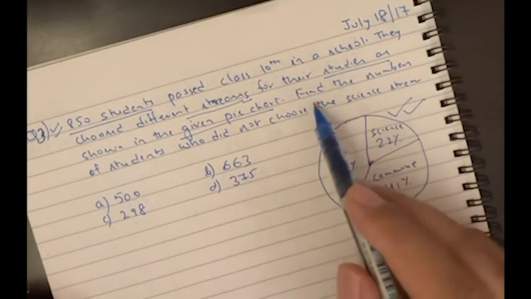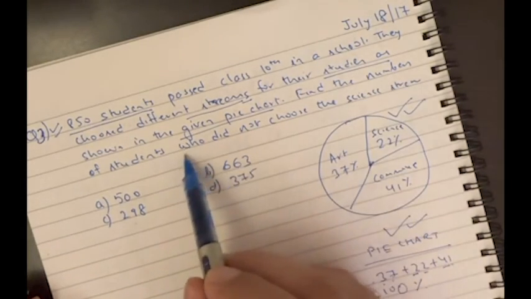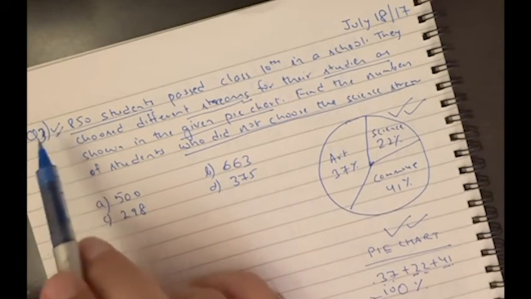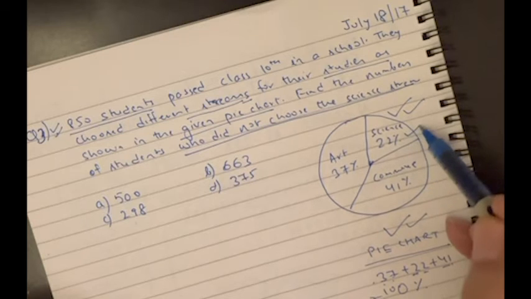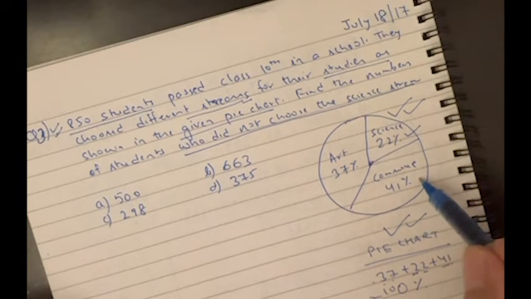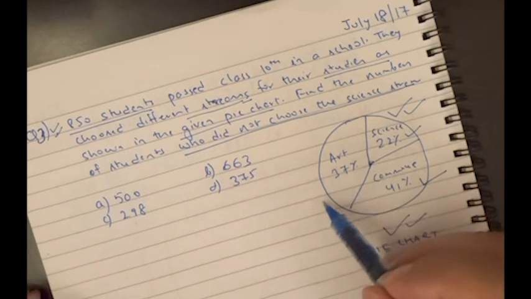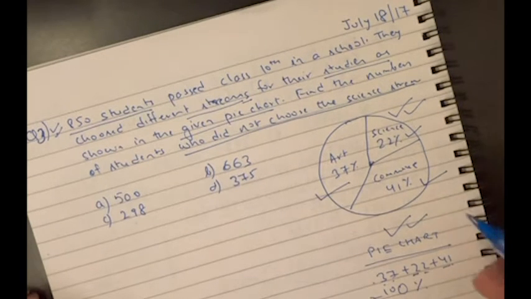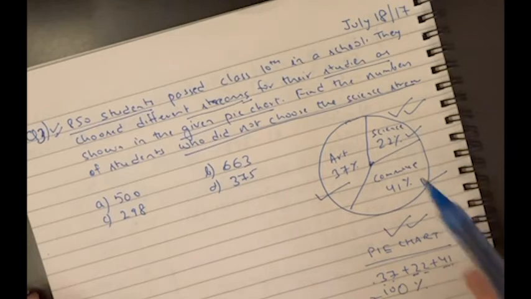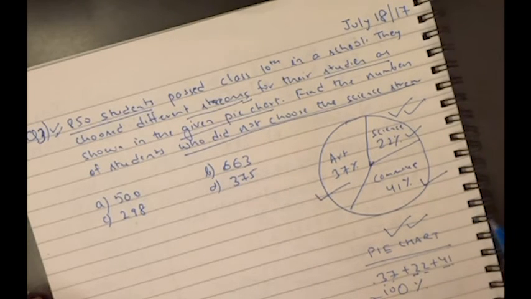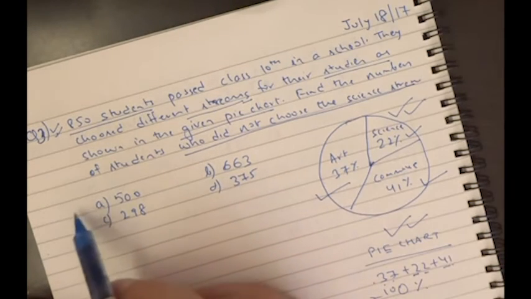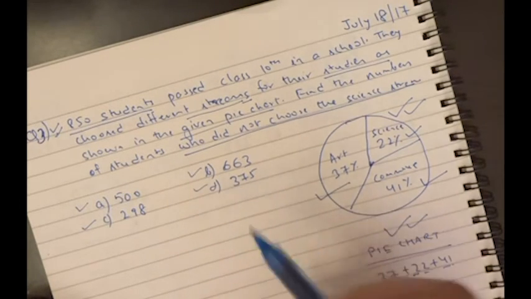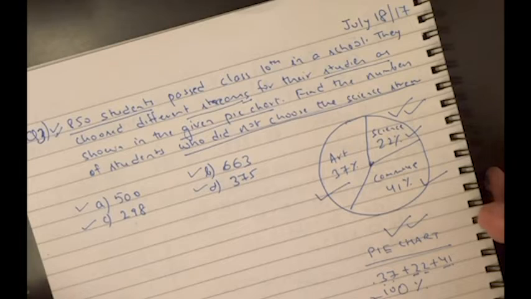So what we have to find is the number of students who did not choose the science stream. We know the total number of students, we know the students who have chosen science, we know the students who have selected commerce, and we know the students who have opted for arts also. What we need to find is the number of students who have not chosen science as their stream, and we have the potential answers here. One of these will be the final answer.